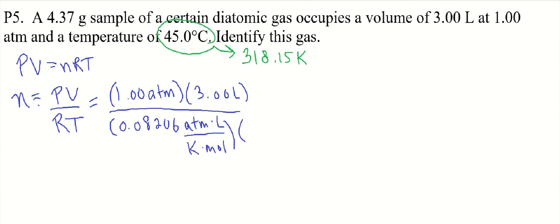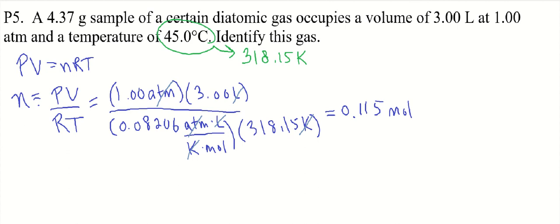And the temperature is 318.15 Kelvin. Okay, let's cancel some of these units out. Liters, liters, atmospheres, atmospheres, Kelvin, Kelvin, they're all gone. And we're left with moles when we're done calculating. 1 times 3 is 3, divided by 0.08206 divided by 318.15. So the number of moles, we'll just keep that stored in our calculator, is 0.115 moles of this gas.